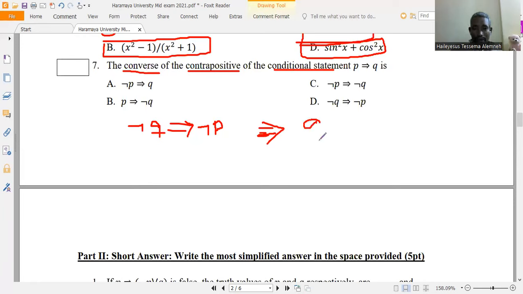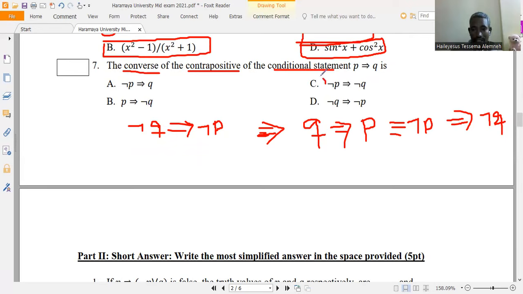So let's see, Q implies P is the converse, which is equivalent to negation of P implies negation of Q.